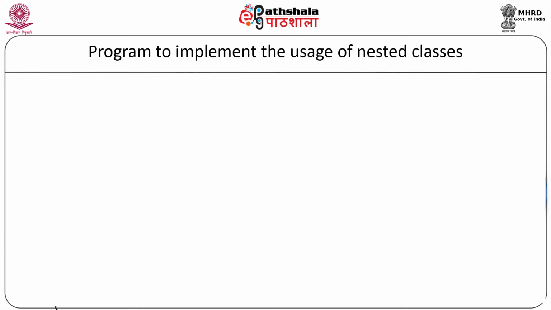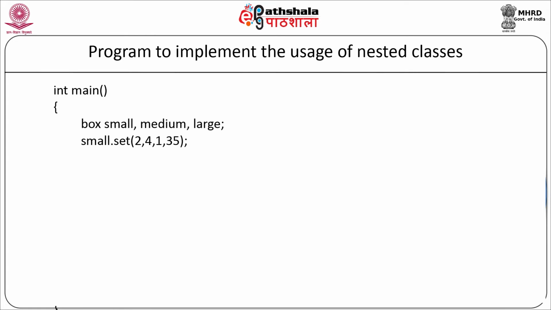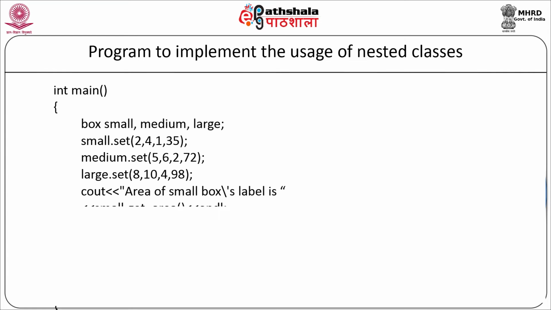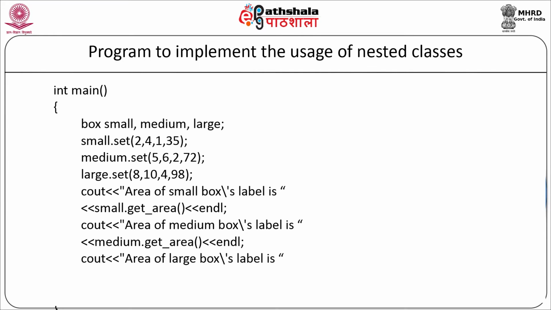Now we will start with our main program, int main. Here we are going to declare the objects of class Box as small, medium, large. Now here we are going to assign the values as small.set(2, 4, 1, 35), medium.set with 4 parameters as 5, 6, 2 and 72, large.set with the 4 parameters as 8, 10, 4 and 98. Now we are going to display the message as cout, area of small box label is, small.getArea, endl.